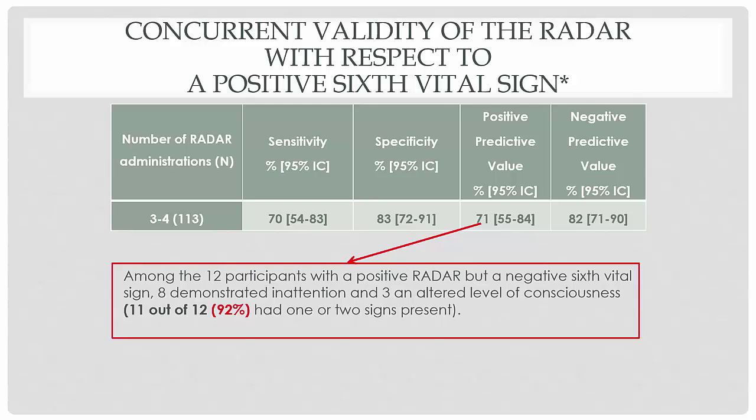And also we did a breakdown to look at the 12 participants that had a positive radar but a negative 6 vital sign. In fact, 8 demonstrated inattention and 3 an altered level of consciousness, but they didn't have both. So in fact, 92% of them had one sign present of the 6 vital signs.